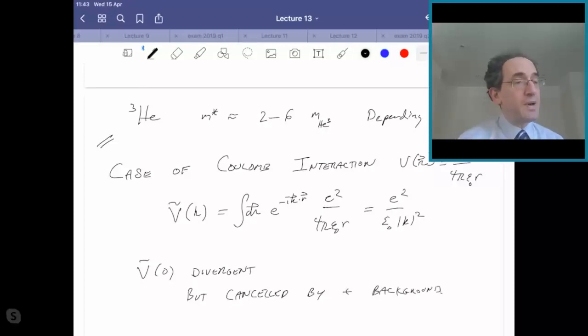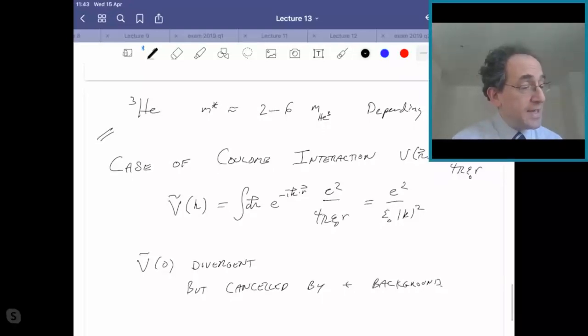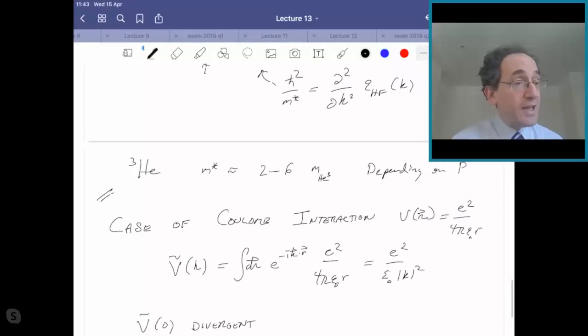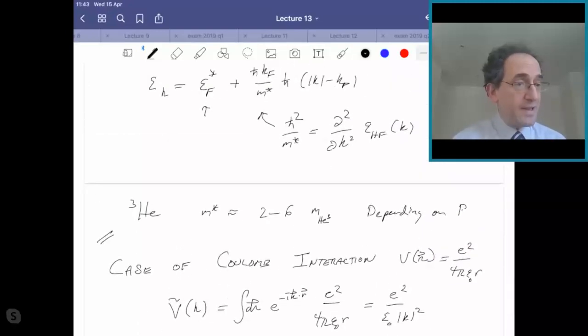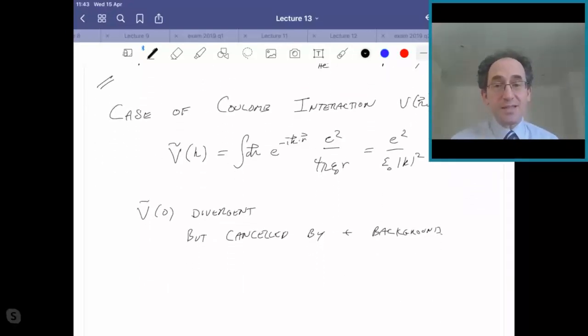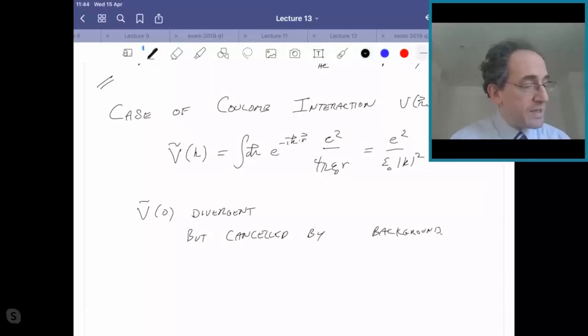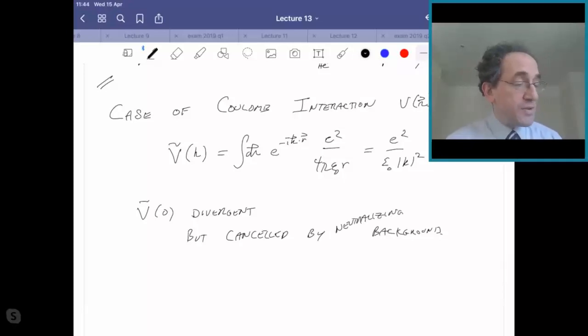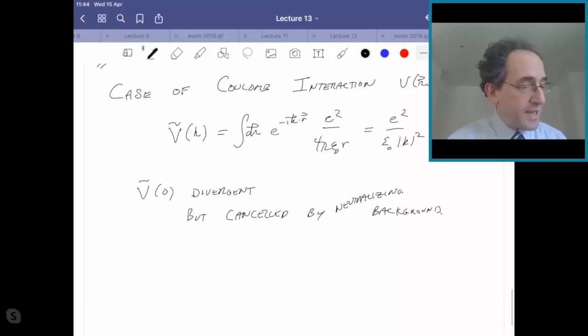Okay, so we don't have to worry about that. So the interesting thing to do then is to calculate the Fock energy if we want to find the effective mass. So the Hartree-Fock energy, but the interesting part is the part that comes from interactions. The Hartree part is going to be canceled entirely by the neutralizing background. And so the part that's going to affect the effective mass is the Fock term. So let's write the Fock energy.